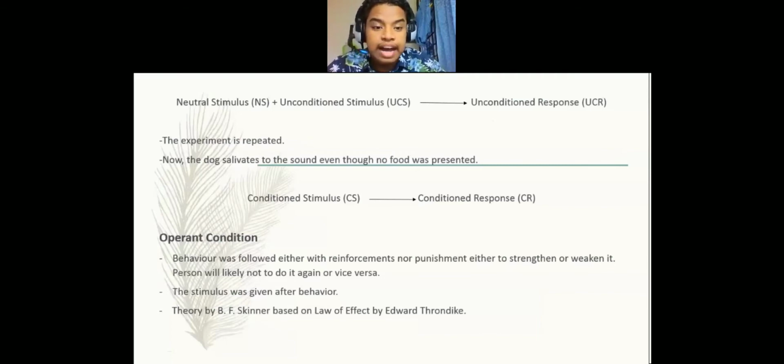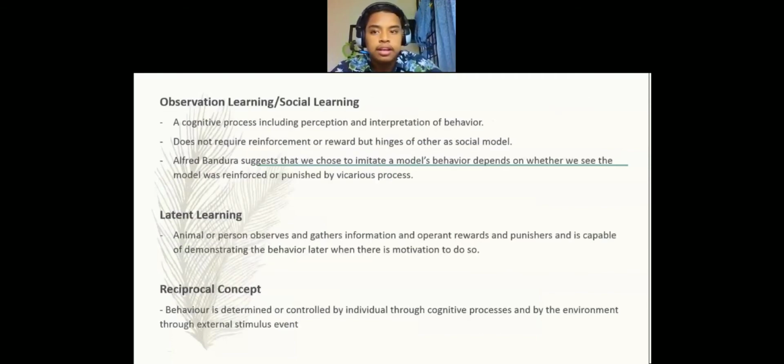The stimulus is given after the behavior. For classical conditioning it was given before, but for operant conditioning it is given after the behavior. It was found by the theory of the behaviorist based on the law applied by Edward Thorndike.